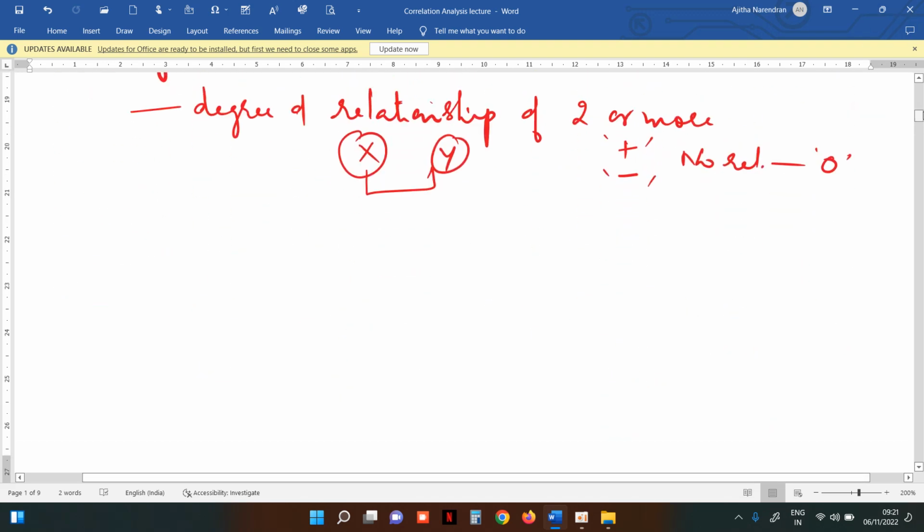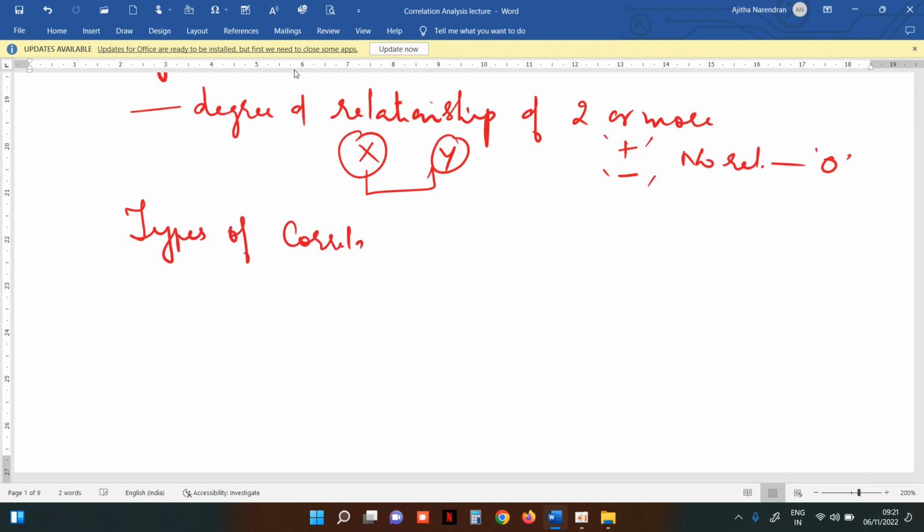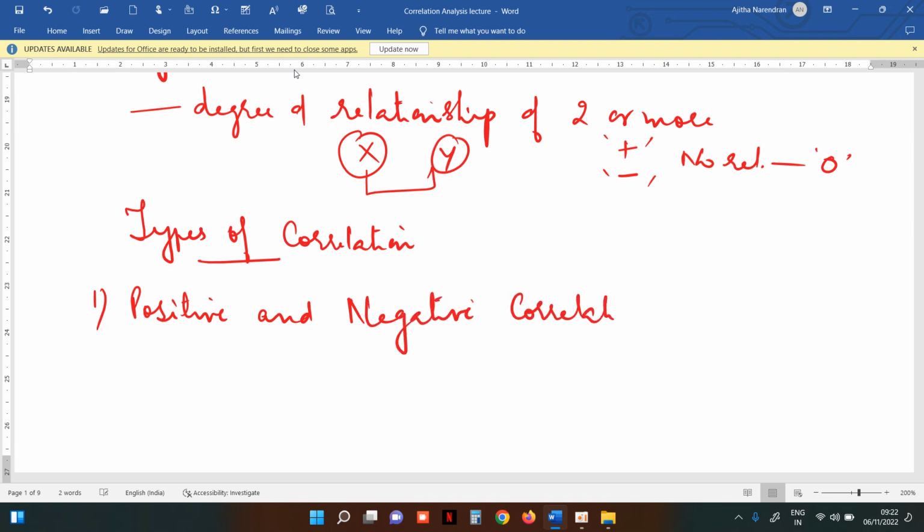Let us see the different types of correlation. Correlation can be divided into three categories. The first one is positive and negative correlation. Let us see what positive correlation is and what negative correlation is.